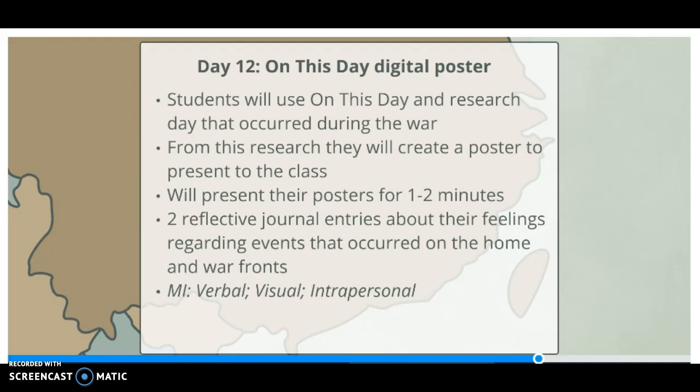So then they will create Doing United States History posters. These are a lot shorter, a lot faster, and then they present their posters for 1 to 2 minutes and will write 2 reflective journal entries about their feelings regarding events that occurred on the home and war fronts.